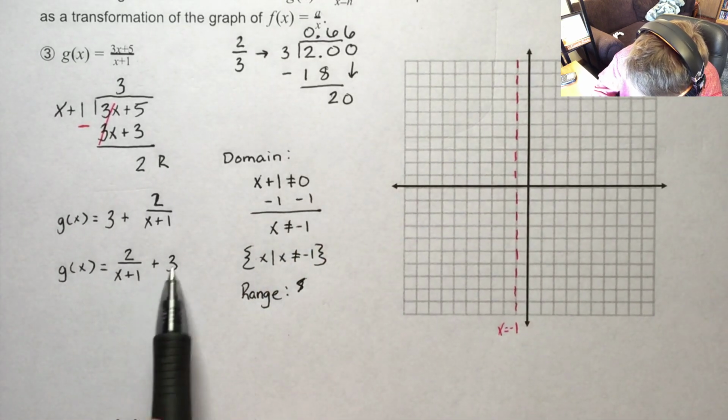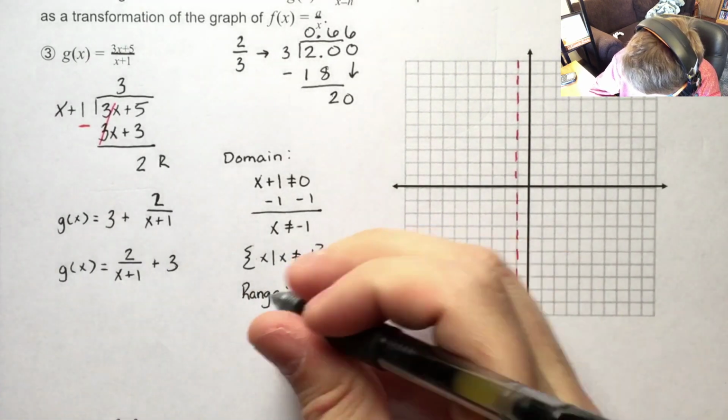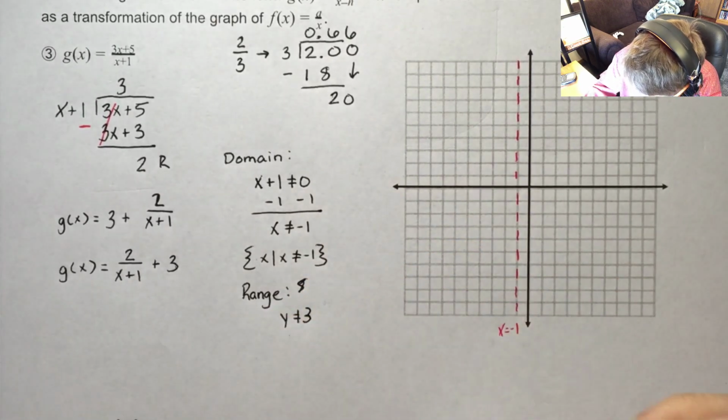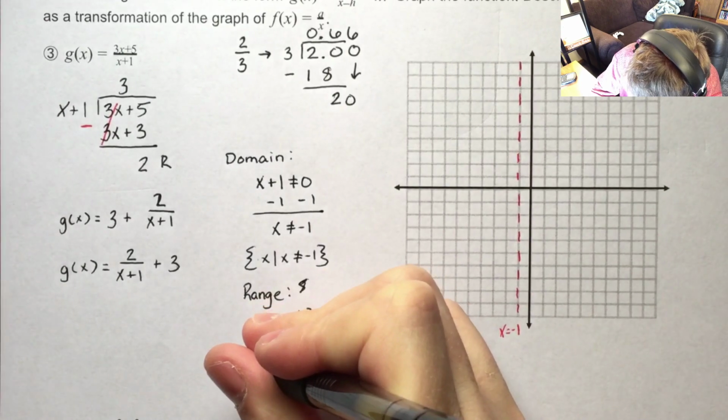Okay, let's go ahead and do the range. We know that the y value is not going to be able to be equal to this. All right, so that informs me on my range.